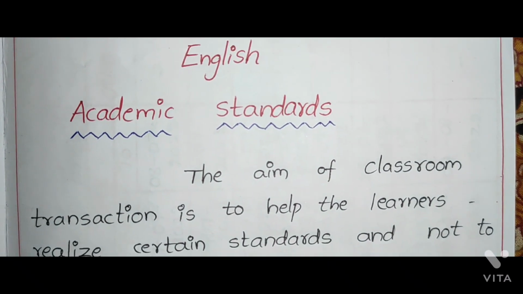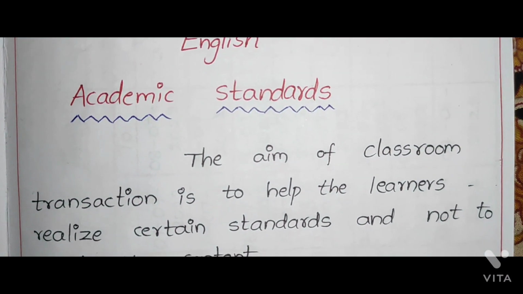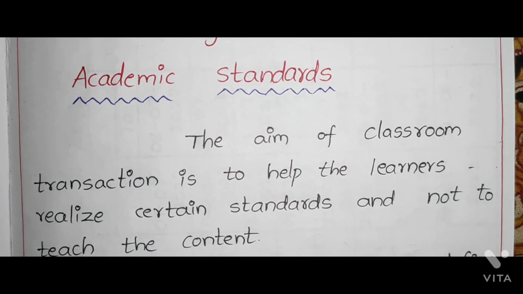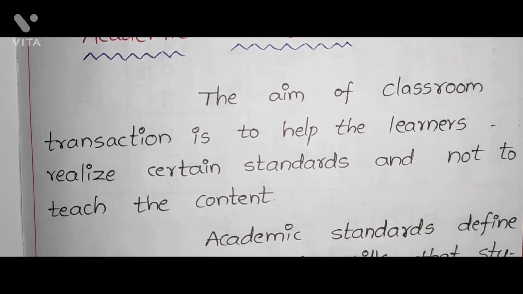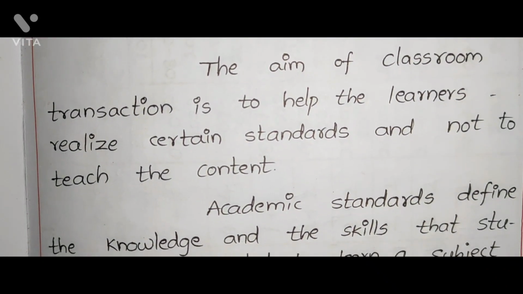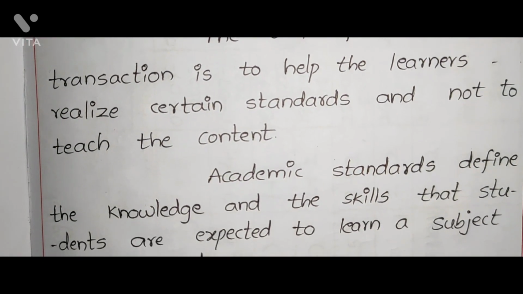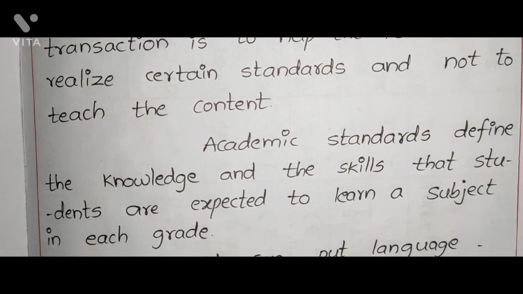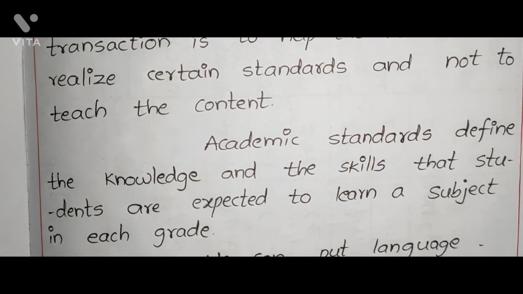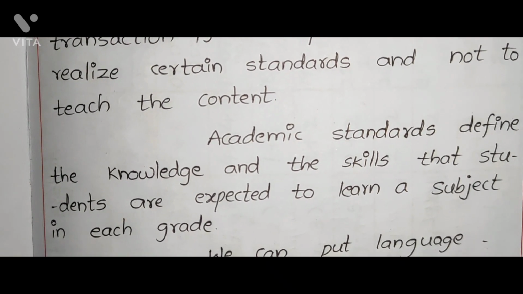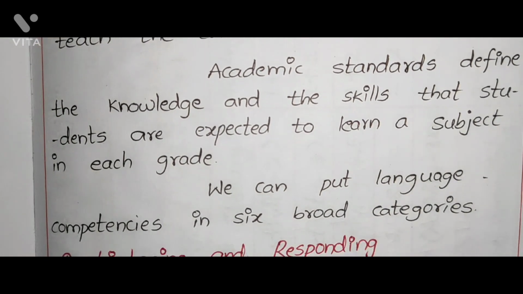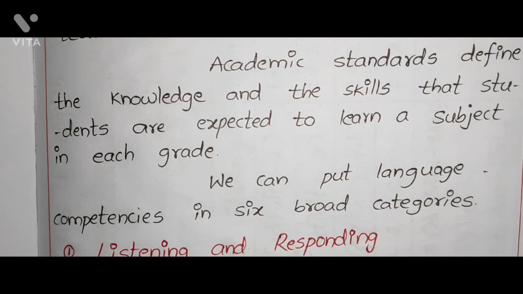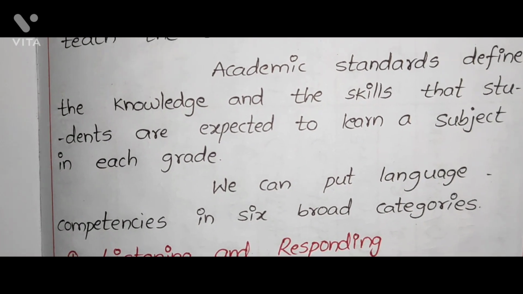The aim of classroom transaction is to help the learners realize certain standards and not to teach the content. Academic standards define the knowledge and the skills that students are expected to learn in a subject in each grade. These are designed to give practice to the students, which will give the required proficiency to learn the increasingly complex material in the next grade.